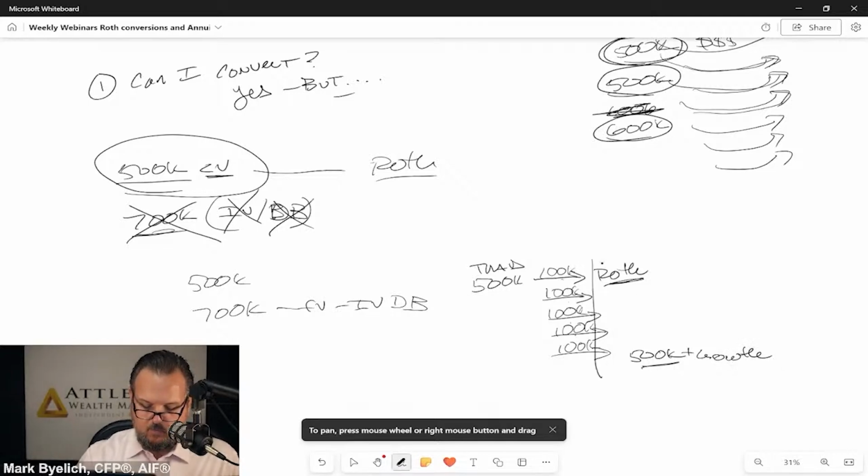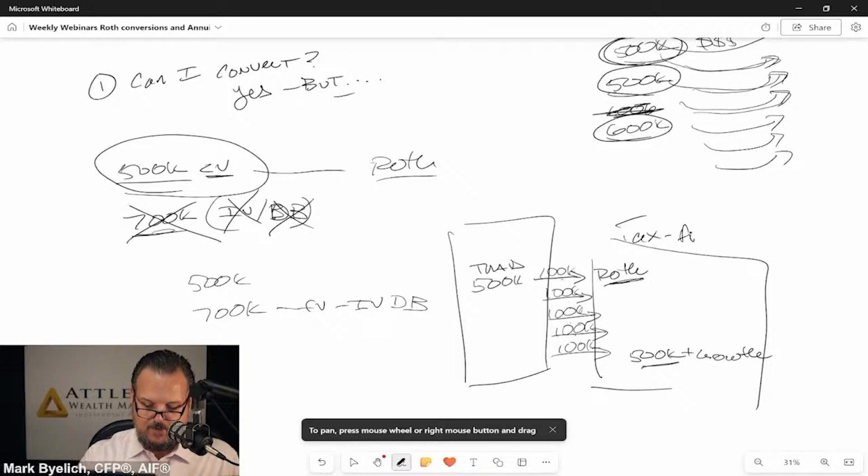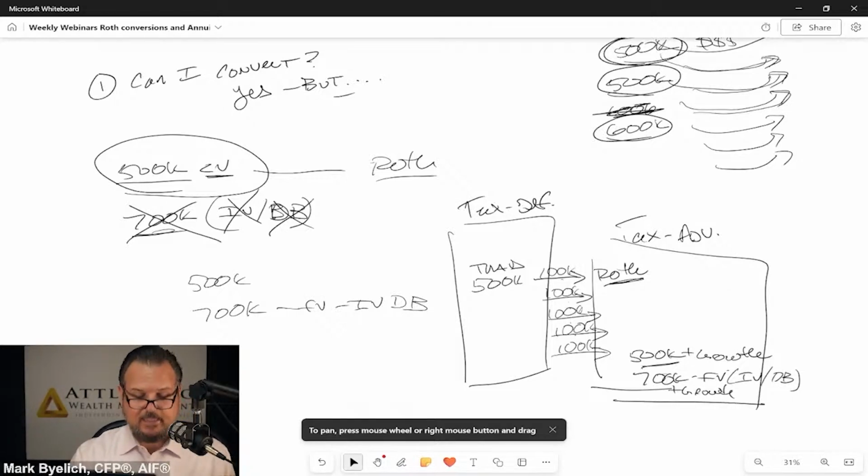will be now in your Roth bucket as opposed to your traditional IRA bucket, right? So tax advantaged or tax-free and tax deferred. Now that $500,000 plus growth and your $700,000 of future value, whether it's income value or death benefit, plus any growth, right, will reside in Roth. So that's the best way to handle it, right? So everything carries over, the guarantees carry over. We're not worried about blowing anything up, like all of a sudden we have to give away what we've earned and potentially paid for.